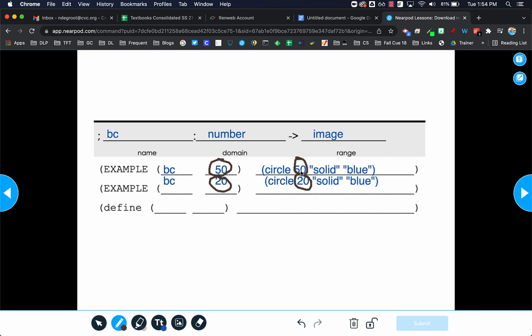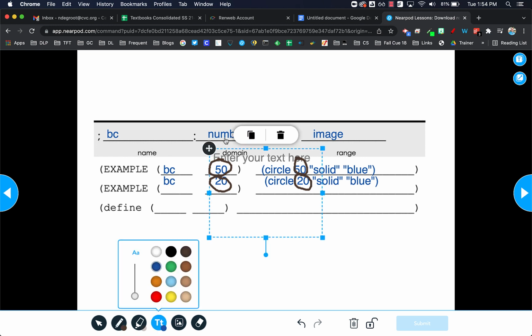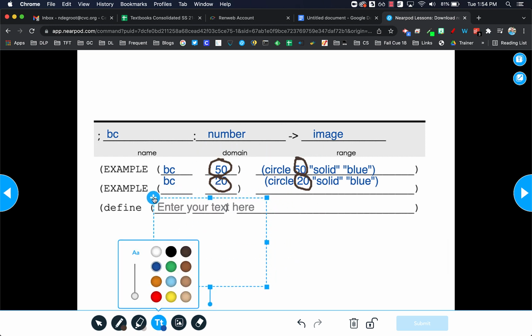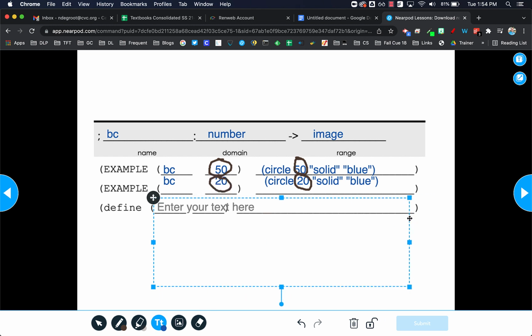So we had to figure out, what does that number represent? And we talked about it a little bit, and what we found out is that that number tells us the size of the circle. So we went BC size, and we did circle size solid blue. Now, one question that we did talk about was, why does size not need to be in quotation marks?